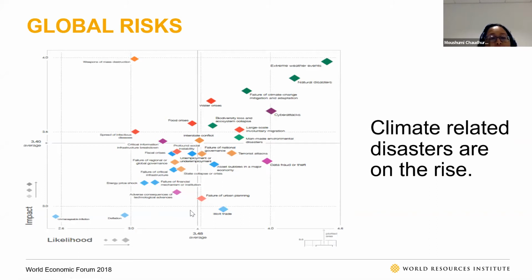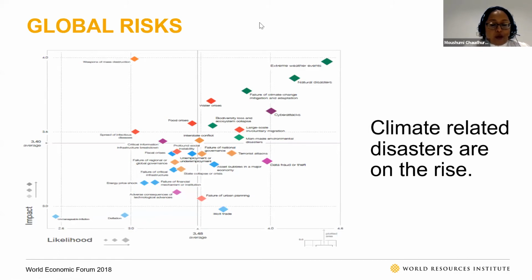So as you may see on this graph, there is a range of different risks that we face. Anything from food crisis to the future of urban planning, energy and price shocks. But I think, as you can see in this graph, the biggest risks that we face right now in terms of likelihood and impact are related to extreme weather events and natural disasters.